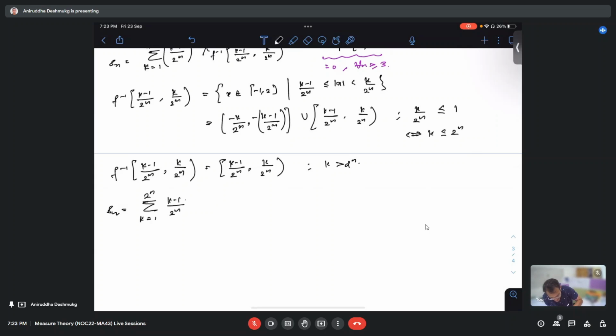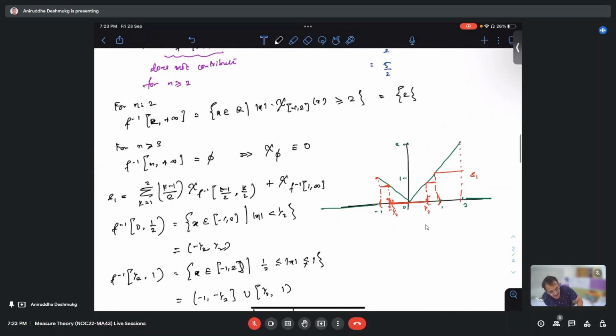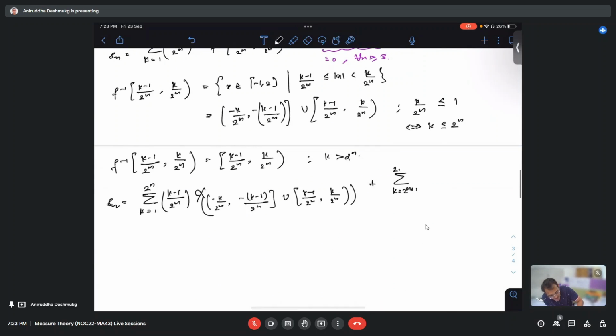(k-1)/2^n, the preimage of ((k-1)/2^n, k/2^n), union k-1 by 2 to the power n to k by 2 to the power n. Plus now the remaining terms, 2^n+1 to where would it go? Up till 2 it would give something, but beyond 2 it is again going to give us the empty set. So it would go up to 2 into 2^n. And there the value is the same, (k-1)/2^n, but the set is different. The set this time is just one interval, k by 2 to the power n.